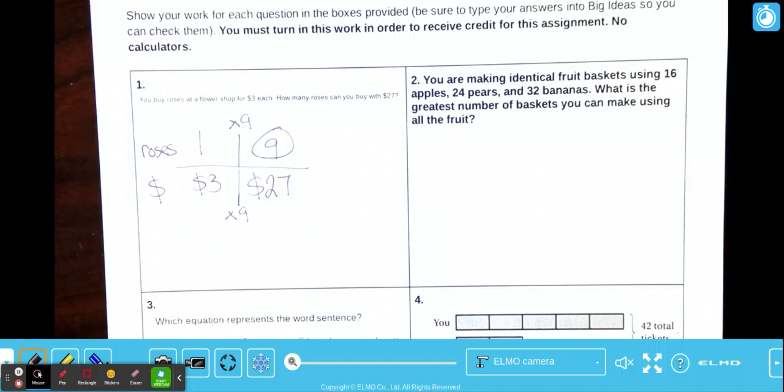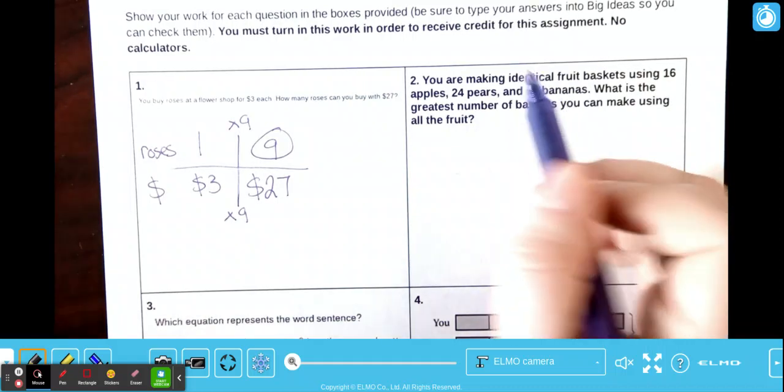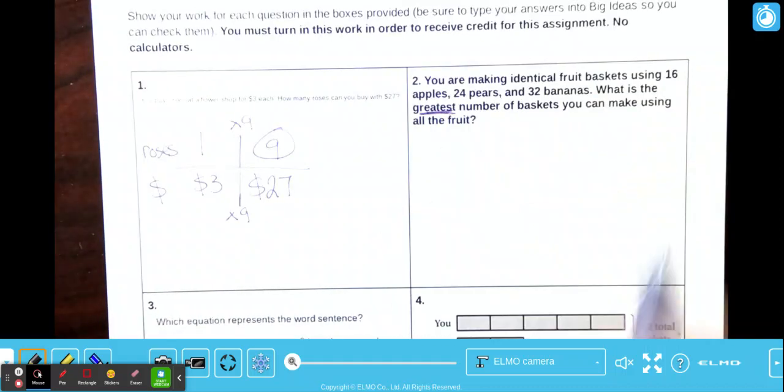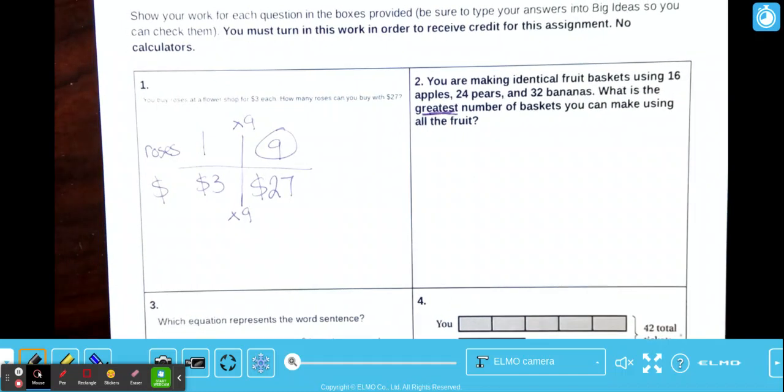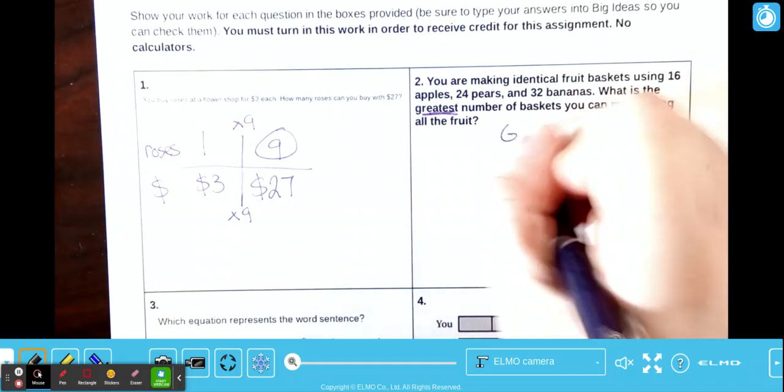Okay, number 2 says you are making identical fruit baskets using 16 apples, 24 pears, and 32 bananas. What is the greatest number of baskets you can make using all of the fruit? Okay, anyone know how to do this? Josiah? You divide all of them. Kind of, yeah. So this is our keyword. Anyone know what that word goes to? Greatest. Yeah, GCF, greatest common factor.